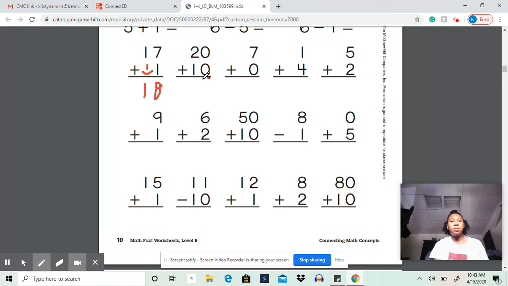20 plus 10. 0 in our ones place, because we always do the ones place first. And then 2 plus 1 equals 3. So 20 plus 10 equals 30. 7 plus 0, any number plus 0 equals itself, so that equals 7. 1 plus 4, we can count on our fingers, 1, 2, 3, 4. Add another one, that equals 5.